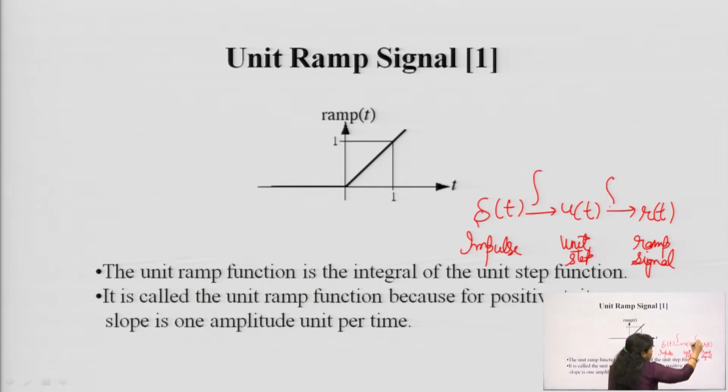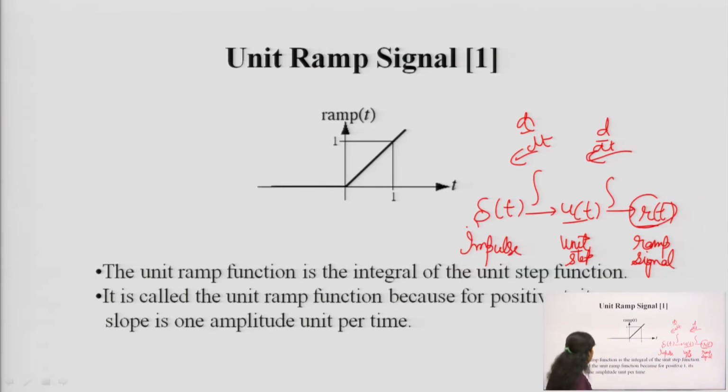It is the integral, which means the integral of this signal is equivalent to this one, and the reverse is differentiation, d by dt. Differentiation of r t is equivalent to u t, and differentiation of u t is equivalent to delta t. So, that is the impulse function.